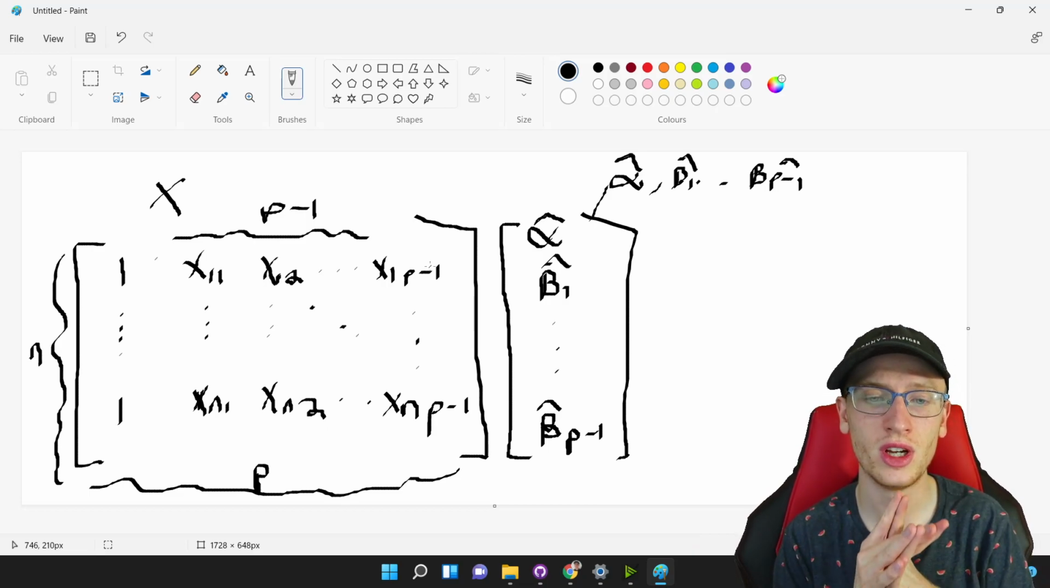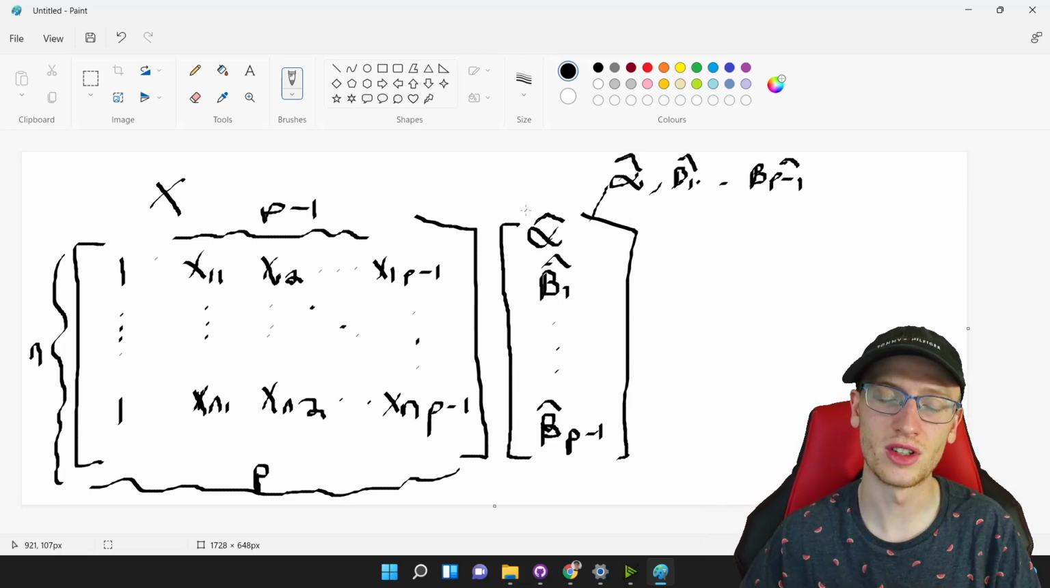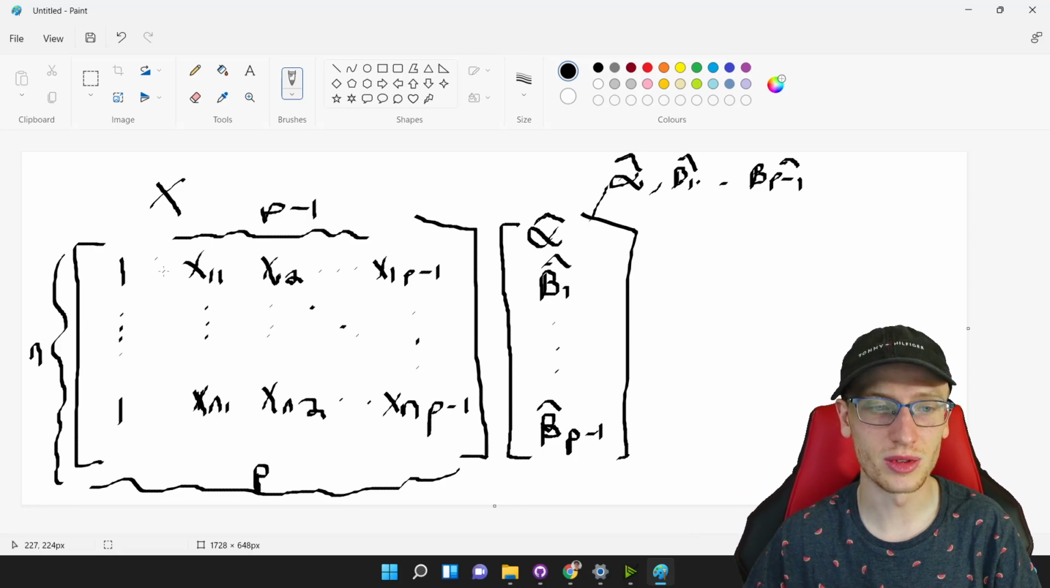If that was confusing, don't worry too much about it. But basically, we make this a pairwise multiplication and sum it with this vector right here. Sorry about that, that probably didn't make sense. What we do is alpha hat times this plus beta 1 hat times this, all the way up until beta p minus 1 times this. And we do the same thing down here. Alpha hat times this plus beta 1 hat times this plus dot dot dot, all the way up until plus beta p minus 1 times this value right here.